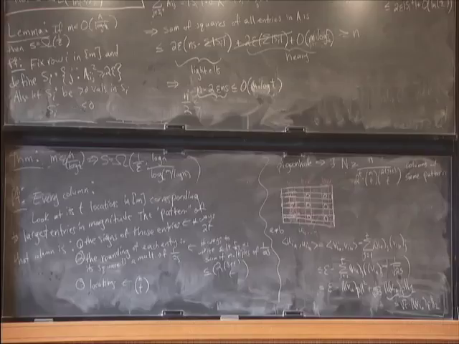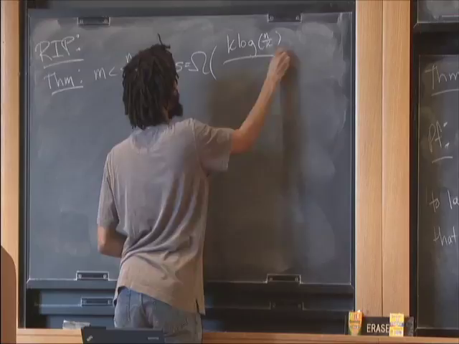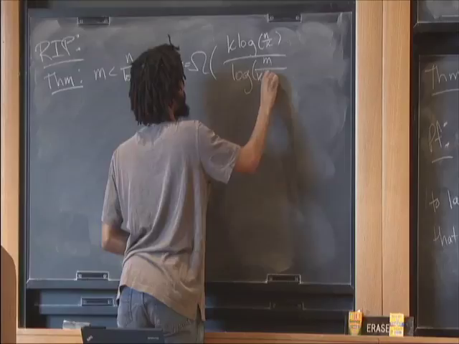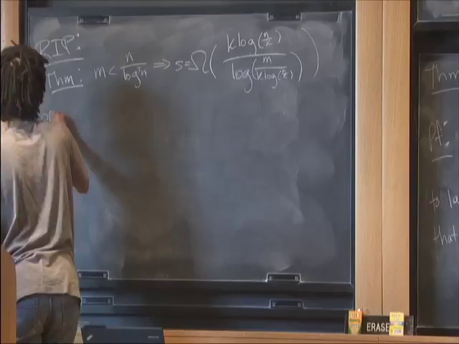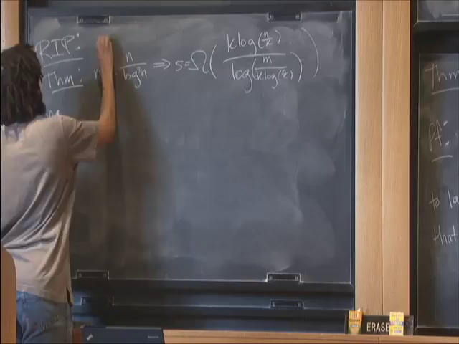So for RIP, now we're going to do the RIP proof. So the theorem for RIP is basically, m is less than something like n over log cubed n, though you can get it for 2 plus gamma, as you'll see in the proof. That implies that s has to be at least something like k log n over k over log of m over k log n over k. OK, and so as long as epsilon is less than some constant epsilon pi. Right?